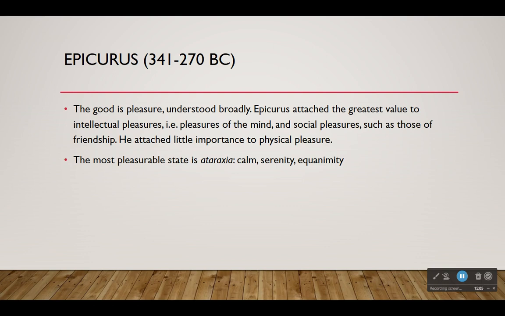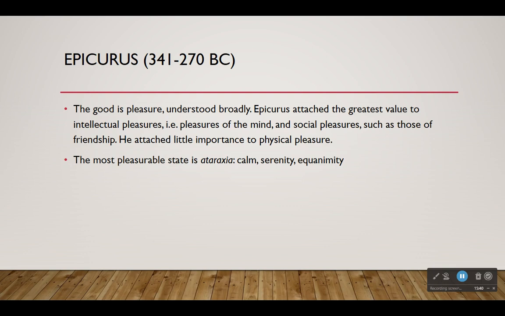Epicurus, the ancient Greek philosopher, was the first to make this argument that the good is pleasure. Pleasure understood broadly, not just in the sense of physical pleasure, and in fact, physical pleasures are not even the most important kind of pleasure when it comes to this theory of value hedonism. But pleasure understood broadly to include pleasures of the mind and social pleasures. Pleasure is the good. That is the source of all value. Anything that is good is good because in one way or another it tends to promote pleasure or tends to promote happiness.